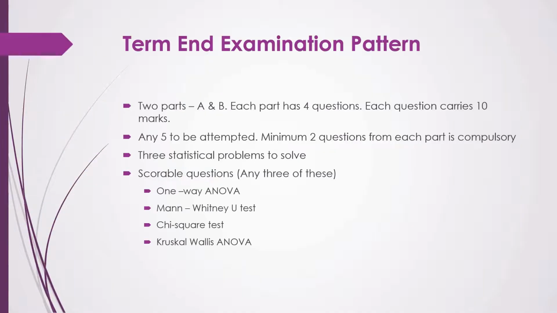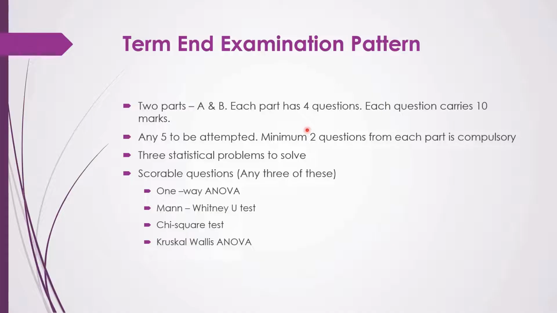Now, before I start with the lessons, let me give you a quick information on the pattern of question paper for BPCC 108. The question paper has two parts, part A and part B. Each part has 4 questions each. So a total of 4 plus 4, 8 questions. Each question carries 10 marks. You have to attempt any 5 questions.